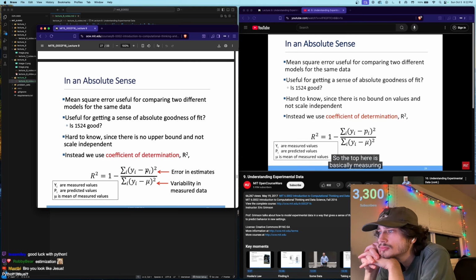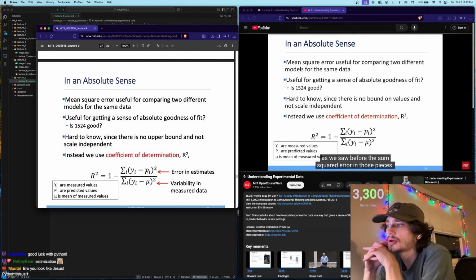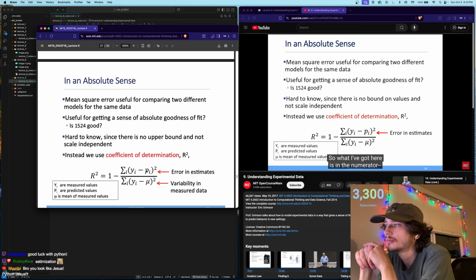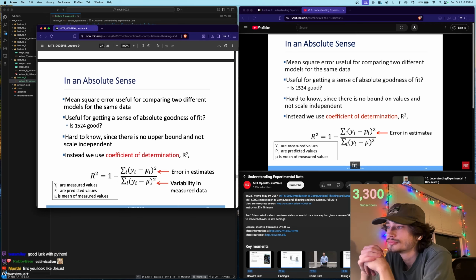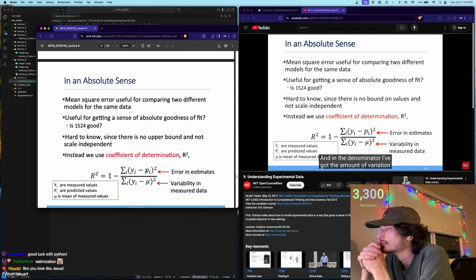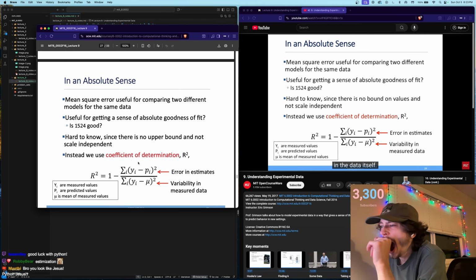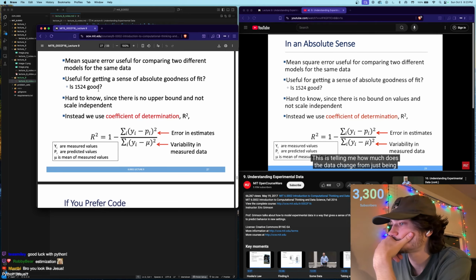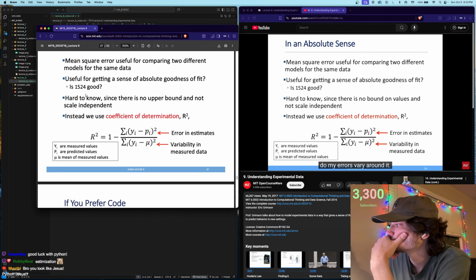So the top here is basically measuring, as we saw before, the sum squared error of those pieces. Mu down here is the average or mean of the measured values. It's the average of the y's. Okay? So what I've got here is in the numerator, this is basically the error in the estimates from my curve fit. And in the denominator, I've got the amount of variation in the data itself. Right? This is telling me how much does the data change from just being a constant value. And this is telling me how much do my errors vary around it.